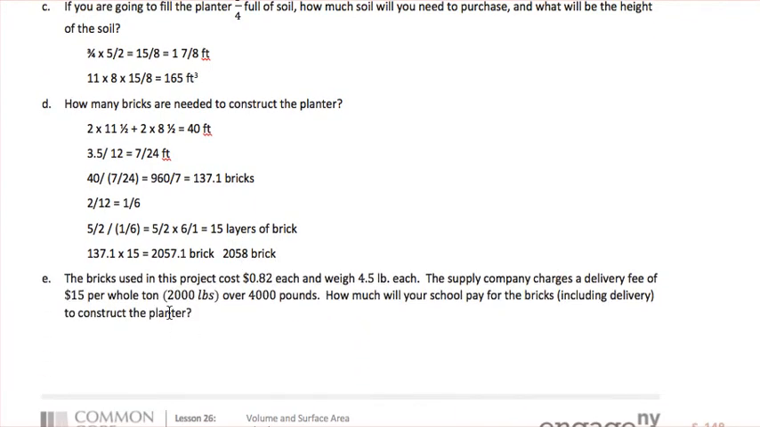And we find that the bricks that are used in this project cost 82 cents each and weigh 4.5 pounds each. Supply company charges a delivery fee of $15 per whole ton. A ton is 2,000 pounds. For anything over 4,000 pounds. We want to know how much we're going to have to pay for the bricks, including delivery, to construct the planter. So we have 2,058 times 82 cents each for the brick. And we'll do that separately.